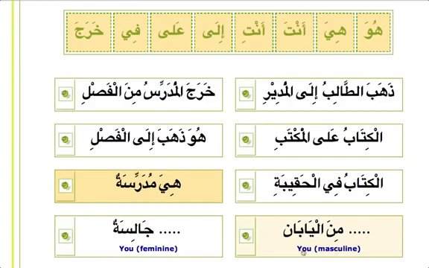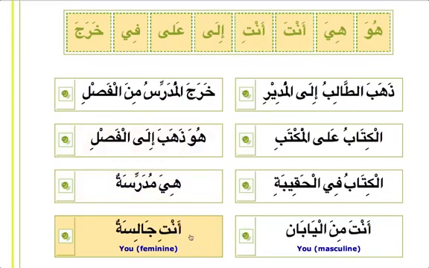So here we see in blue, it's asking us to give a pronoun for masculine you. What is it? Masculine you. Anta. Anta minal yabani. You are from Japan. And here it's asking for the feminine pronoun and it is anti. Anti jalisatun. You are sitting.